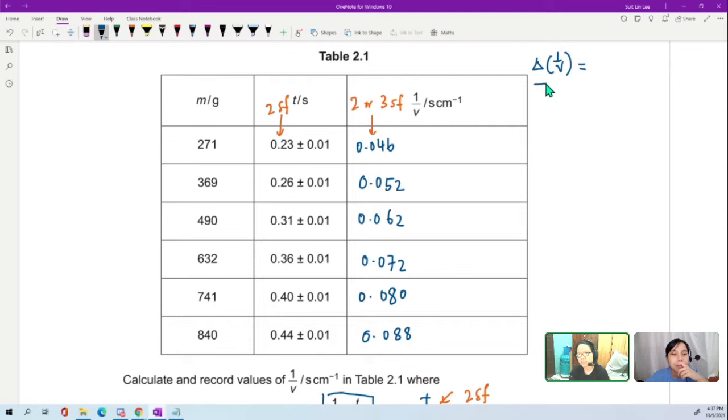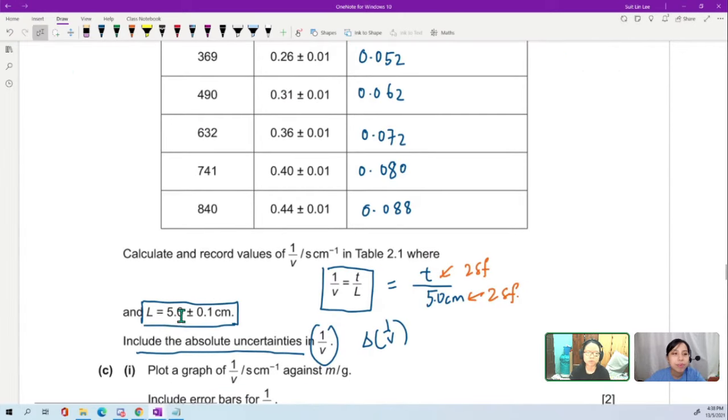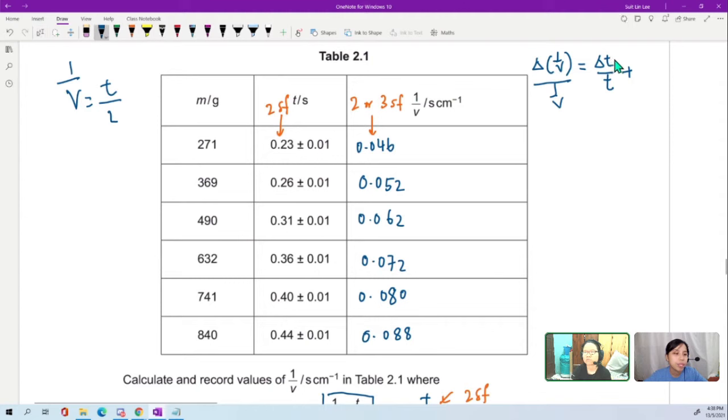So the percentage uncertainty of 1 over v would be, when you calculate v, you took the time divided by the L. So with 1 over v, you use time divided by L. So time will have its own percentage uncertainty. There, this 0.01 over 0.23, 0.01 over 0.26. And then the length will also have its own percentage uncertainty because it's 0.1 divided by 5. So I'll just write this one, del L over L.